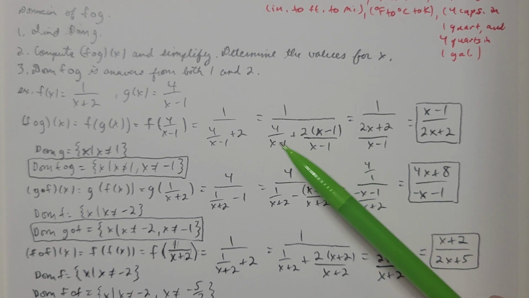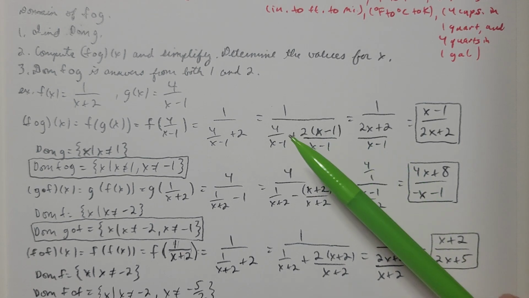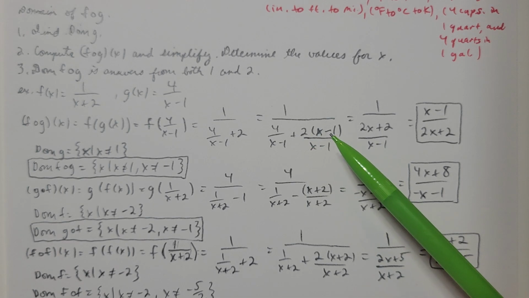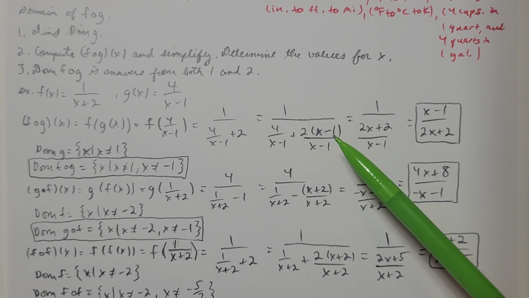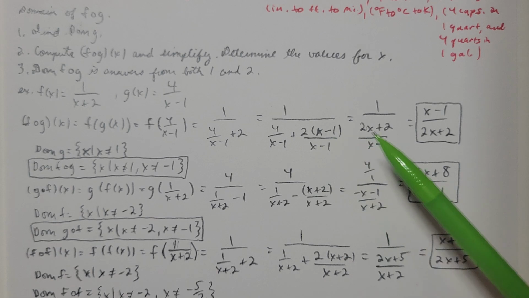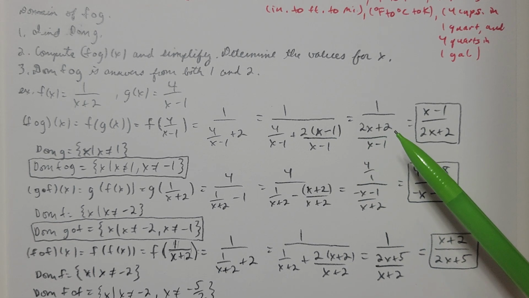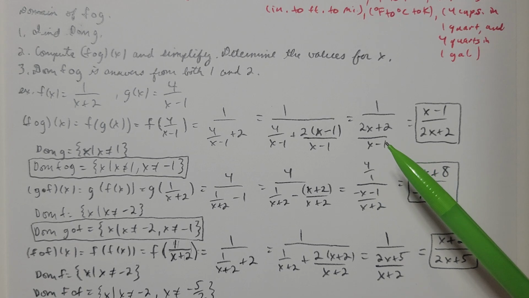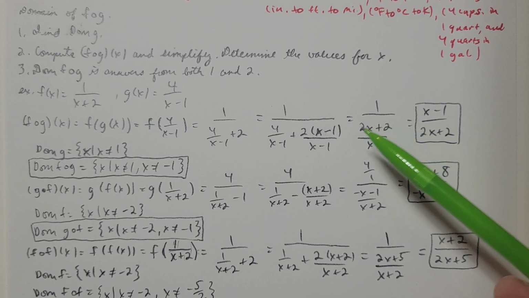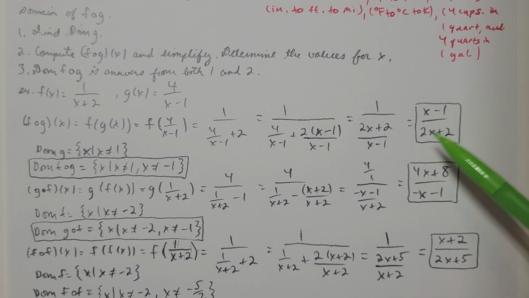Now the denominator is the same, x minus 1, so I can keep the denominator and add the numerators. I have 4 plus 2x minus 2. Make sure that you distribute. 4 plus 2x minus 2. Well, that's 2x, and then 4 minus 2 is 2. 1 divided by 2x plus 2 over x minus 1 means that I would flip the denominator, and I'm looking at x minus 1 divided by 2x plus 2. That would be as simplified as I can get things. So I'd circle that result.